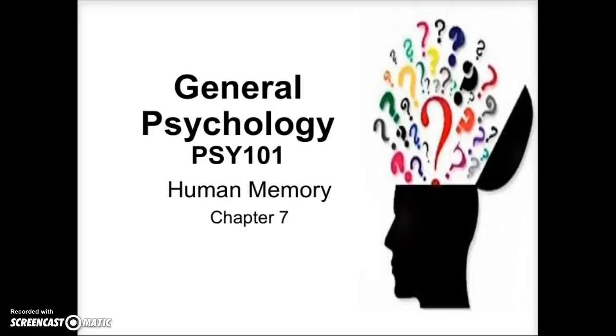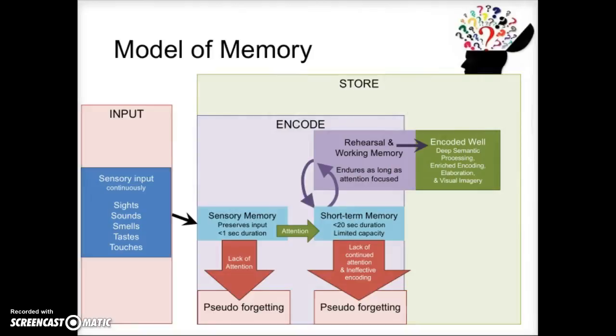This video continues Human Memory, Chapter 7. In the previous videos, we looked at the model of memory for input, encoding, storage, and retrieval, starting with sensory input that goes to sensory memory. If we pay attention to it, it goes to short-term memory. And what we do with it in short-term memory, called working memory, is going to influence whether or not it gets encoded well, which is going to create a retrievable memory code stored in long-term memory. This is what we really mean when we say we have learned something.